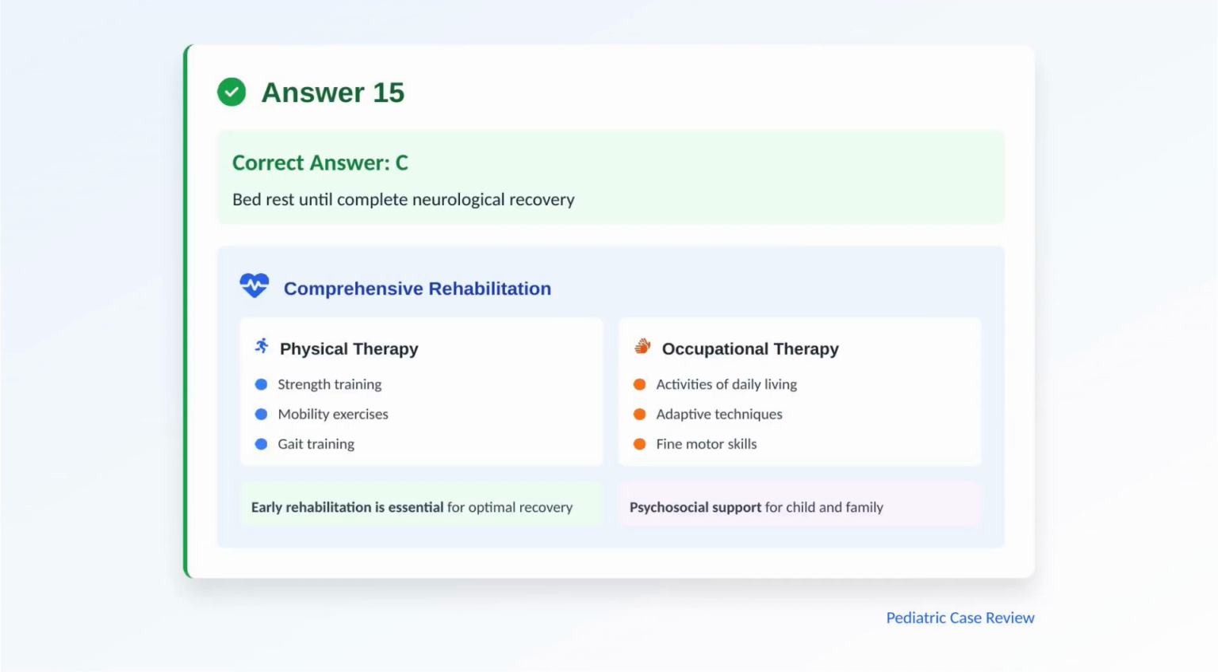Prolonged bed rest until complete neurological recovery is not appropriate and may actually hinder recovery. Early rehabilitation is essential for optimal outcomes. A comprehensive rehabilitation program includes physical therapy to improve strength, mobility, and gait, occupational therapy to address activities of daily living, bladder and bowel management programs for autonomic dysfunction, and psychosocial support for the child and family. Rehabilitation should begin as soon as the child is medically stable, with goals adjusted based on the severity of deficits.